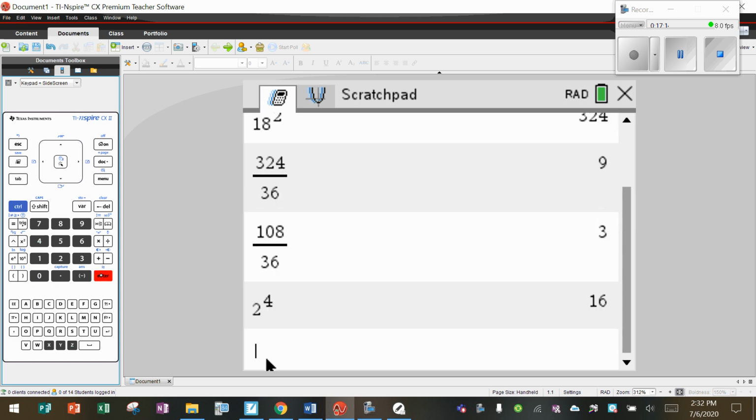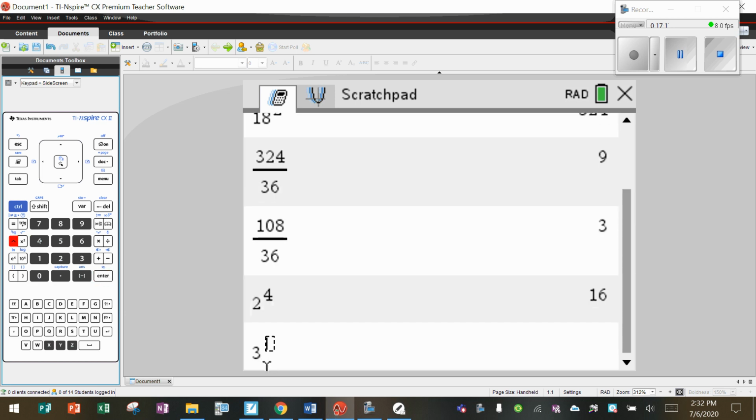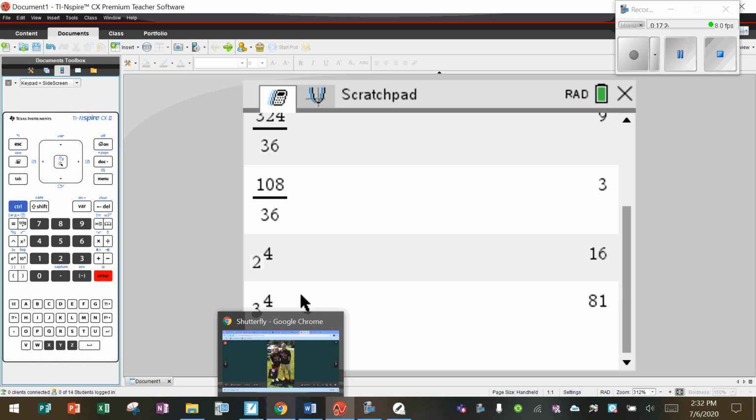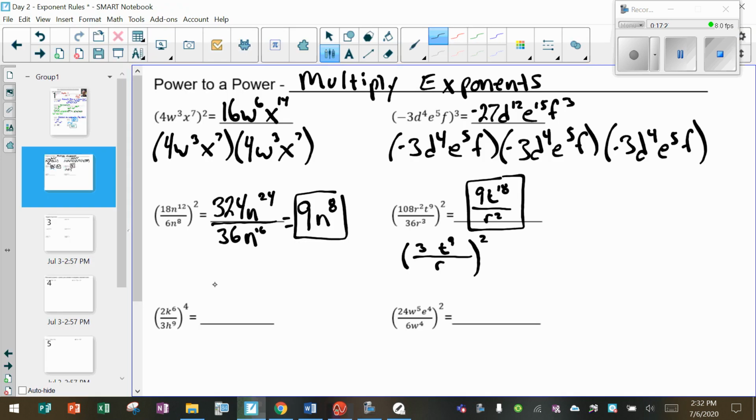Okay, that's 16. And then I need 3 to the 4th, which is 81. So 2 to the 4th is 16, 3 to the 4th is 81. That's 16 in my numerator, 81 in the denominator. For my variables, k to the 6th to the 4th, I multiply the exponents, so it's k to the 24. H to the 9th to the 4th, I multiply exponents, so it's h to the 36. The letter k and the letter h are different variables, so those do not simplify, those do not reduce.